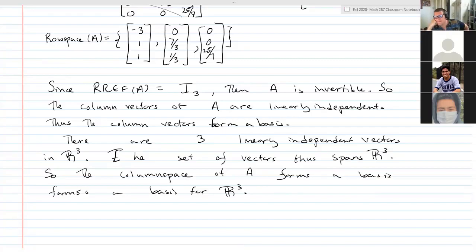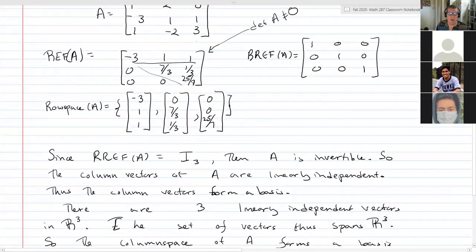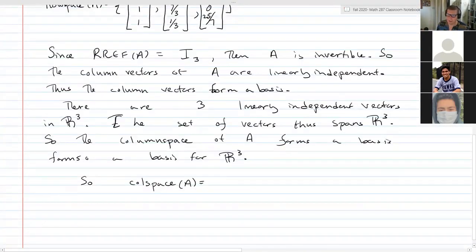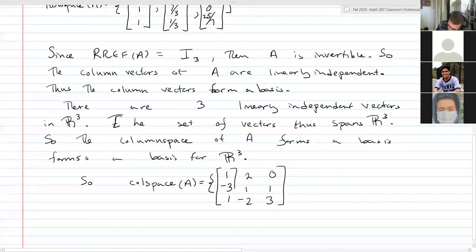So it forms the basis for R3. So the column space of A equals, on the one hand, we can say that the column space of A is going to equal the span of (1, -3, 1), (2, -1, 2), I got it sitting right here on my notes, and (1, -2, 0), (1, 3)... It's those three vectors.